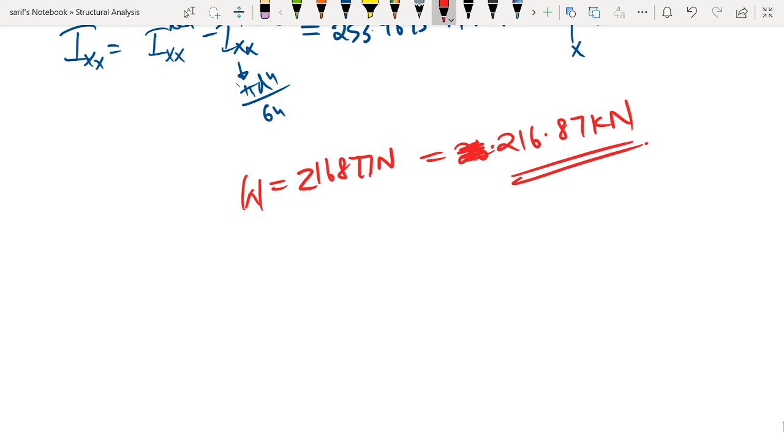So with this lecture we complete our discussions on the direct and bending stresses on short columns. We will deal with the long columns in the next lecture.